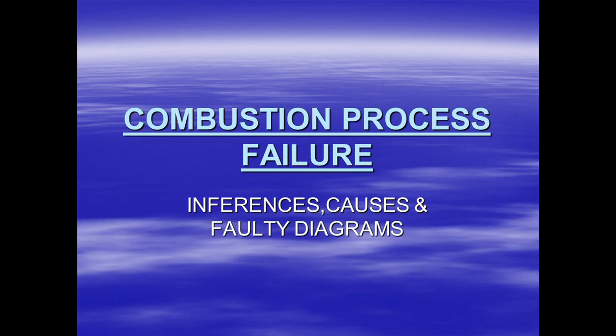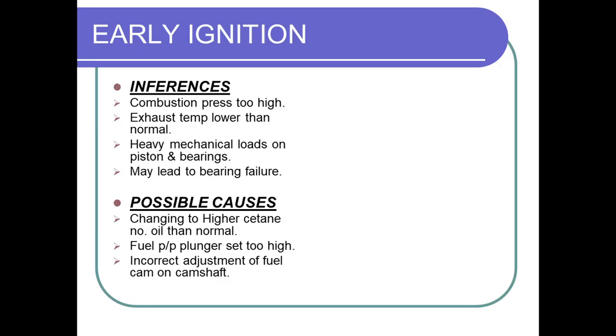Okay. Combustion process failures: inferences, causes and faulty diagrams. So we are going to see in depth what combustion process failures are, how we can infer them, and what the causes are. When we speak about early ignition, the inferences are: combustion pressure too high, exhaust temperature lower than normal, heavy mechanical load on piston and bearings that may lead to bearing failure.